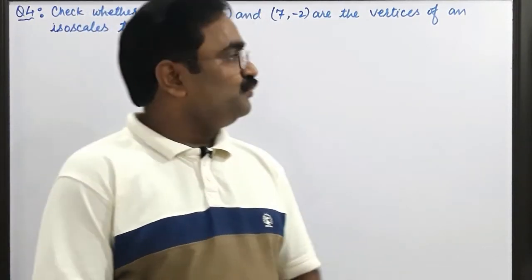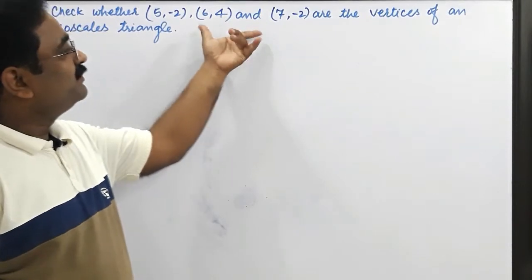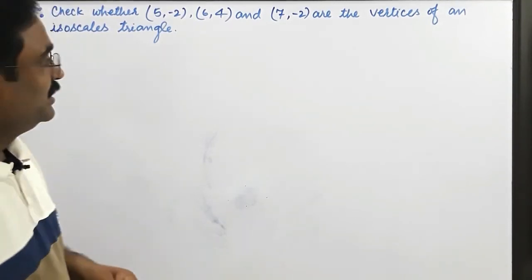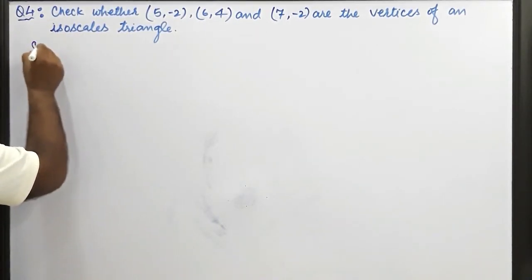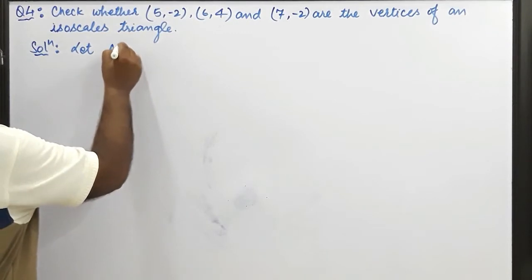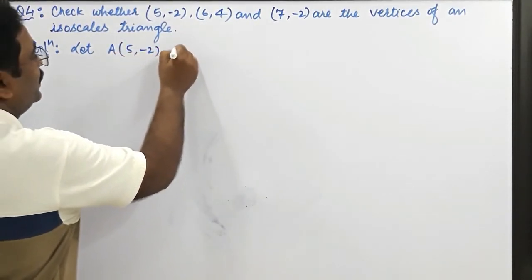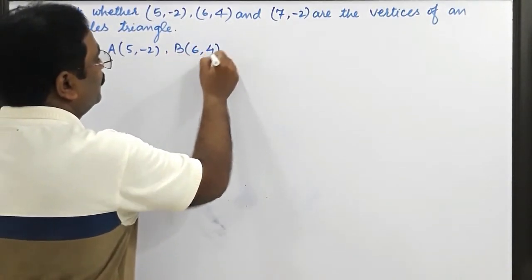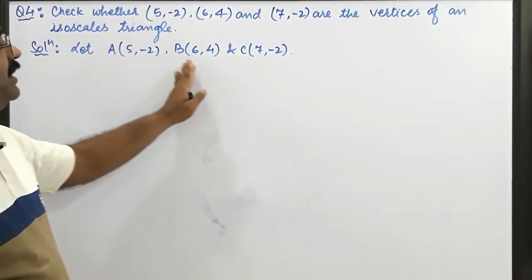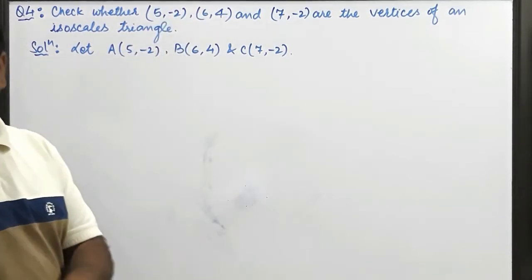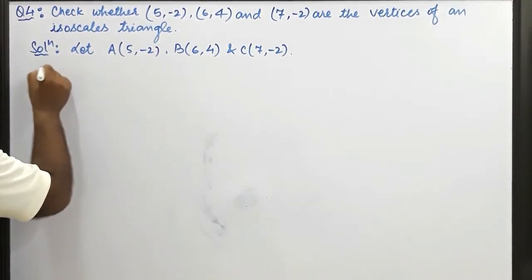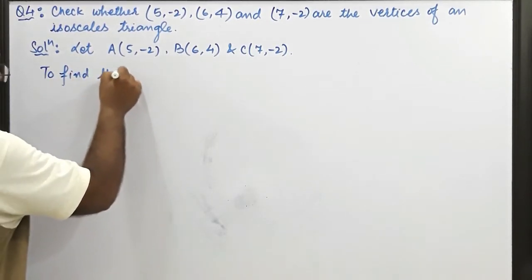Right? So to check that these are the vertices of an isosceles triangle, we should find the measures of each side of this triangle. So let point A have coordinates 5, -2, B have coordinates 6, 4 and point C have coordinates 7, -2. That means we have taken A, B and C as the points of these coordinates. So let us find the measure of the sides of this triangle. First, find the measure of AB.